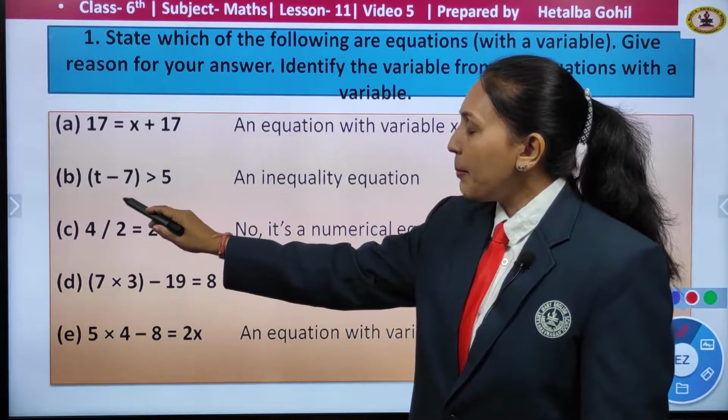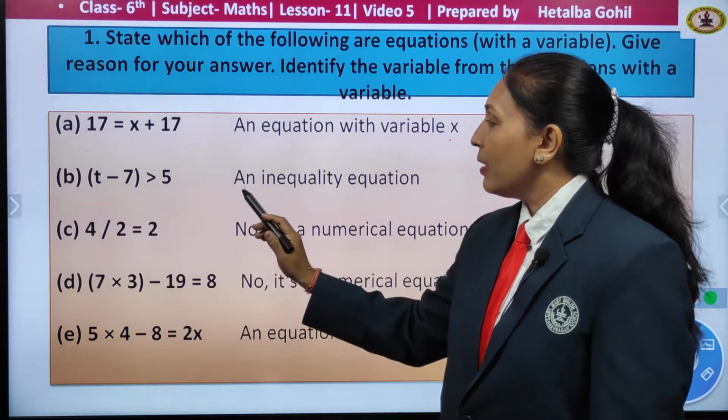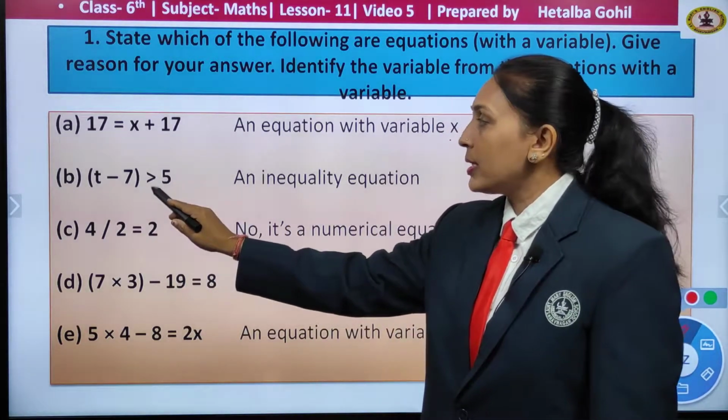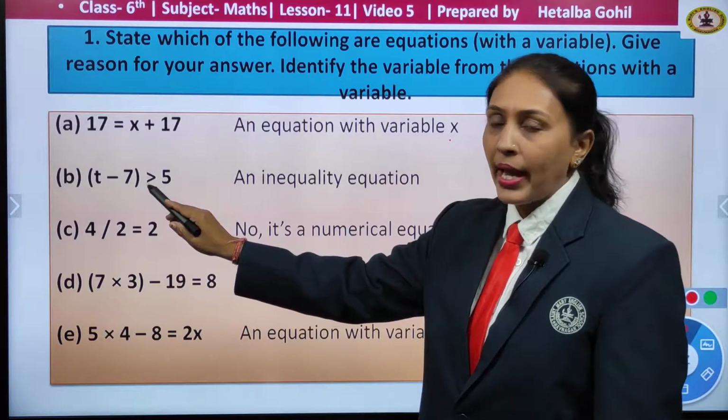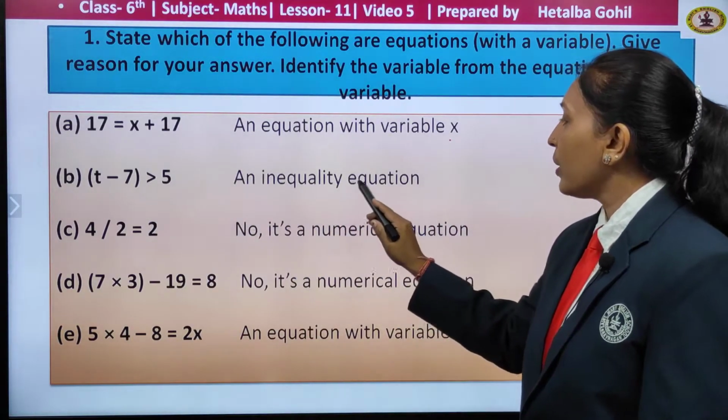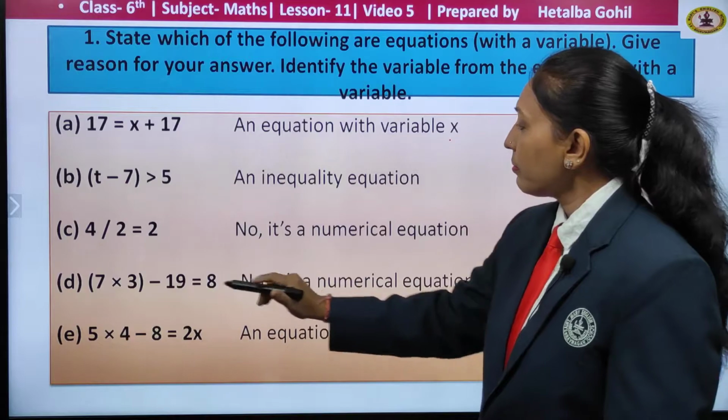Second one, t minus 7 greater than 5. Children, here variable is there but equality sign is missing here. So it cannot be an equation. An inequality it is.